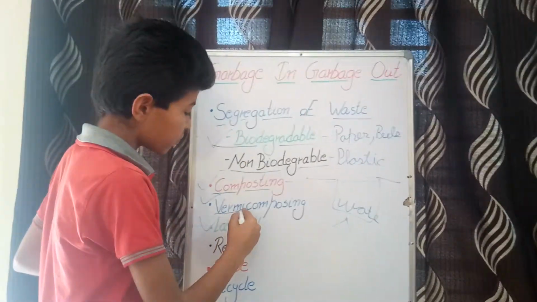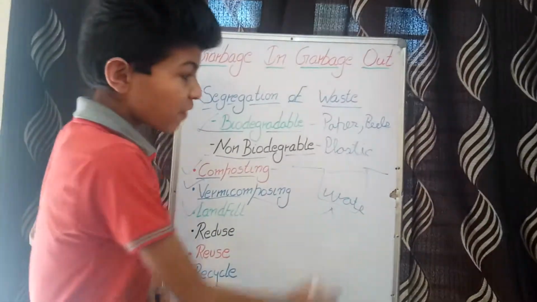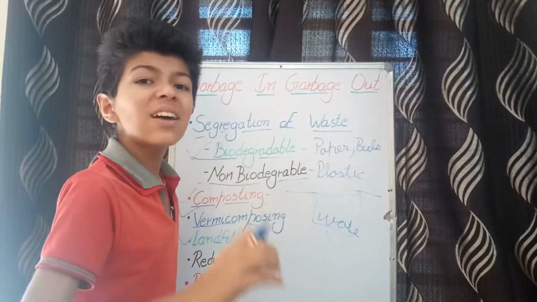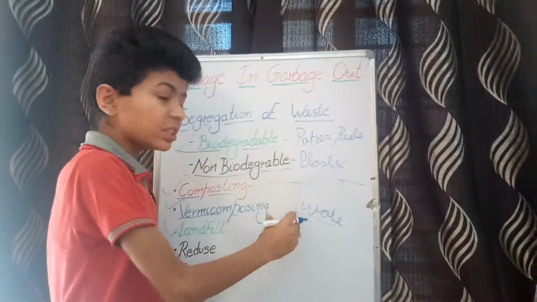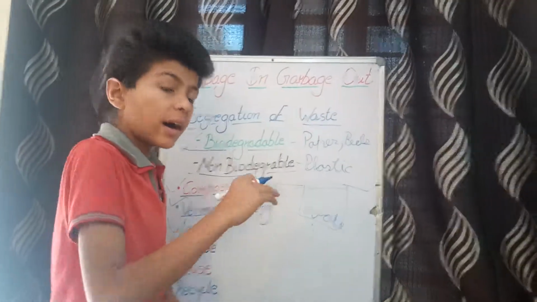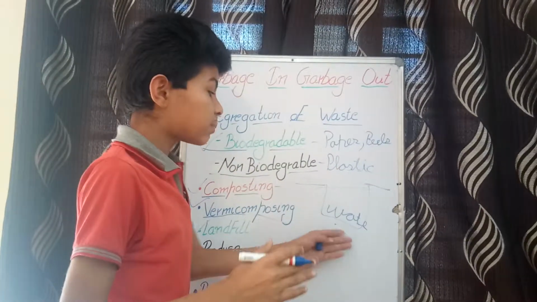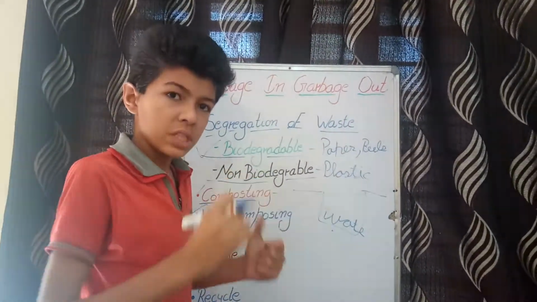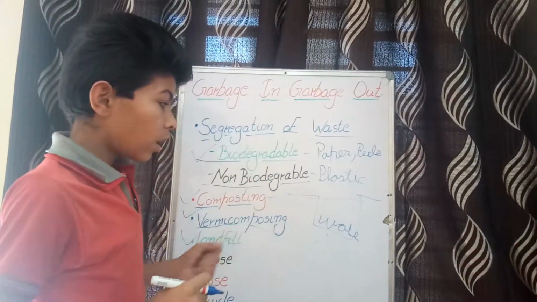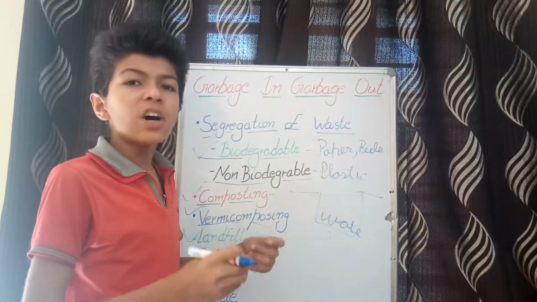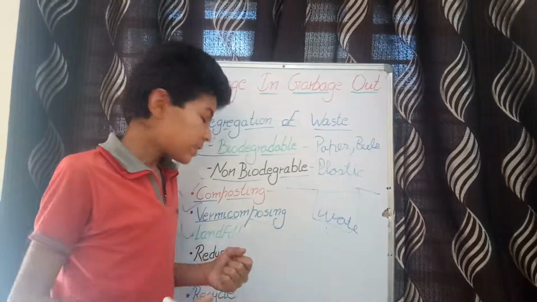Now we have vermicomposting. If in this process I add some worms, which help this process occur even faster, then I call this process vermicomposting. You can do this by adding worms or red worms.